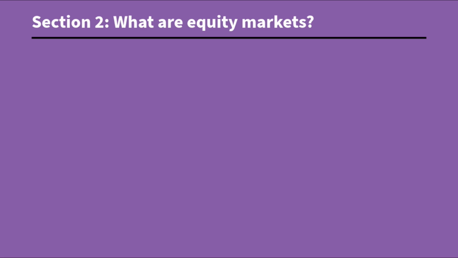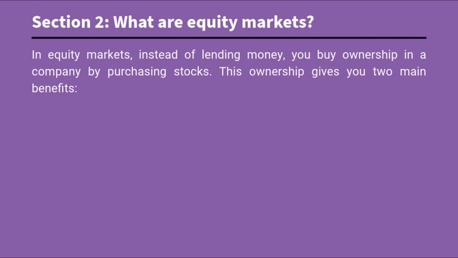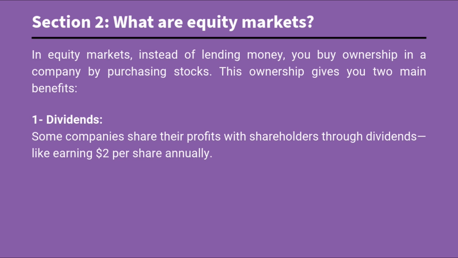Well, what is the equity market? Here, instead of lending money, you buy ownership in a company by purchasing stocks. This ownership gives you two main financial benefits, dividends and capital appreciation. Some companies share their profits with shareholders through dividends, like earning $2 per share annually.